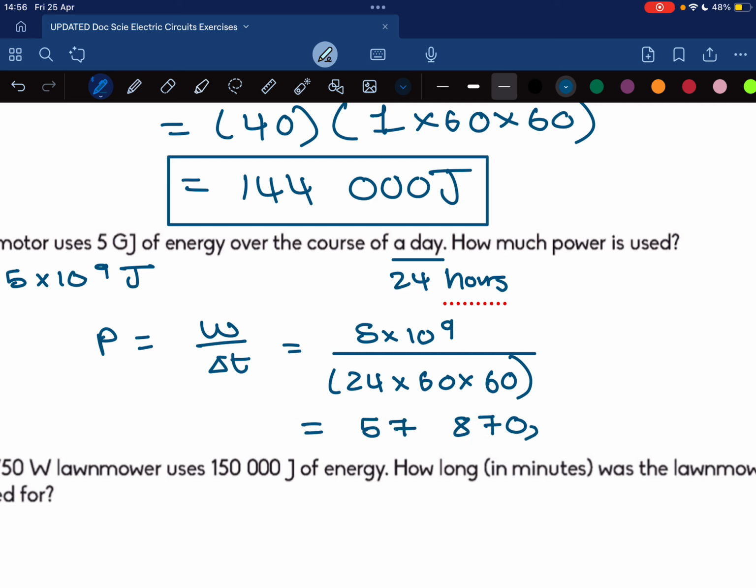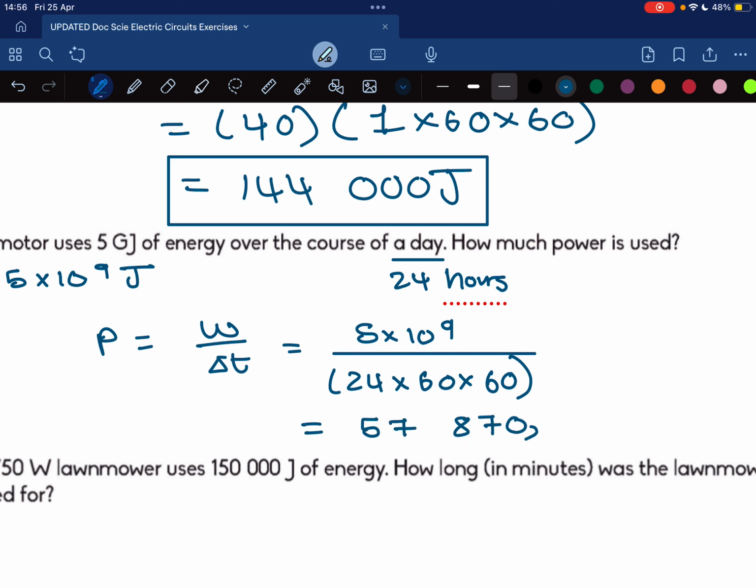But this is seconds, so we need to convert to minutes. So to go from seconds to minutes, you need to divide by 60. So we're going to say, therefore it's 200 divided by 60, which is equal to 3.33 minutes.